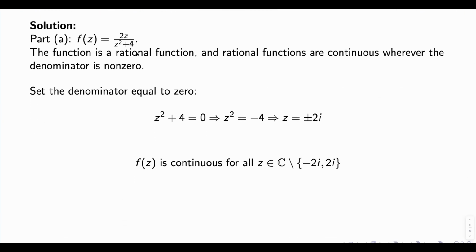So you see, this function is a rational function, and rational functions are continuous whenever the denominator is non-zero. So set the denominator equal to 0 to get those points where the function is not continuous, and then we will remove those points from the entire domain C, right? So after solving this, we got z = plus minus 2i. So this function is continuous on all z in C except these 2 points. So we have to remove them.